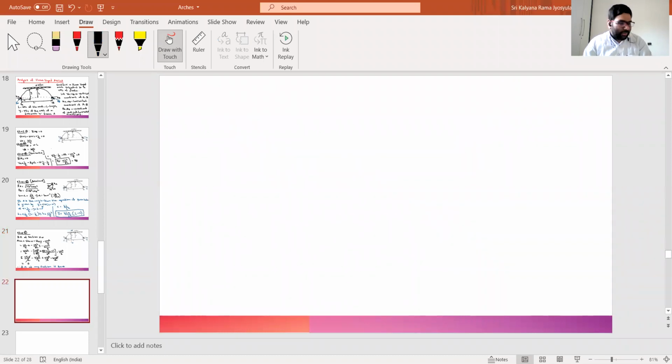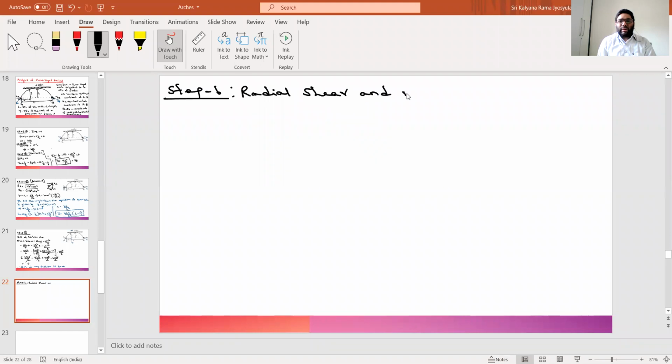Now moving forward, let us try to calculate radial shear and normal thrust. What is that? Step 6, radial shear and normal thrust. Radial shear is nothing but shear force. Normal thrust is the axial pull.